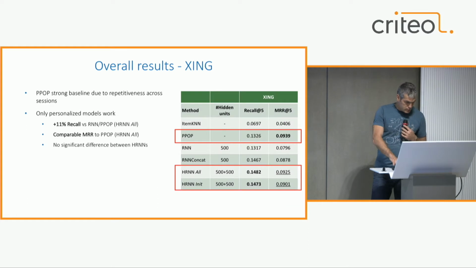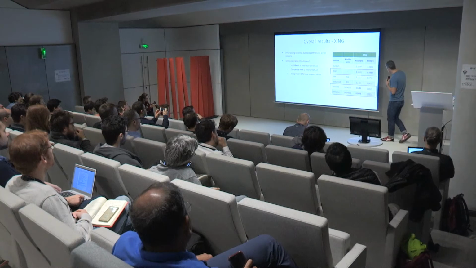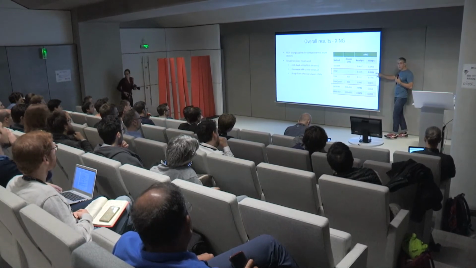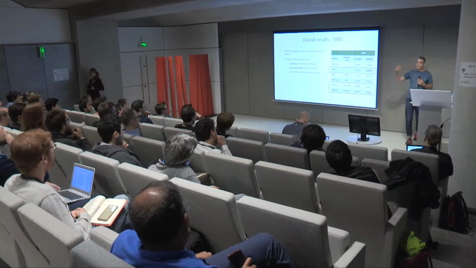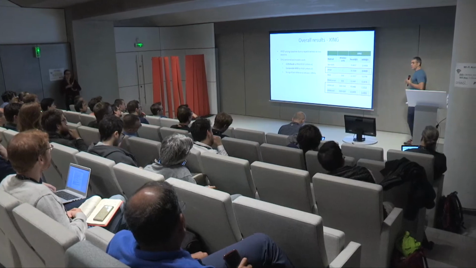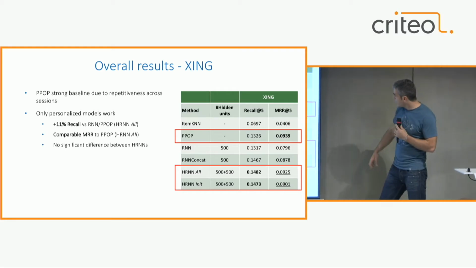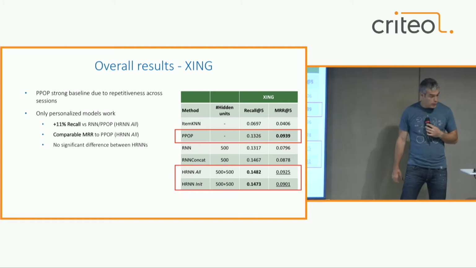And so here are the results. You can see on the job data, actually, personalized popularity is really, really hard to beat. Turns out users always return to the site and click on more or less the same job postings. But at least on recall, the hierarchical recurrent neural networks are doing better, right? And really close on MRR at 5.